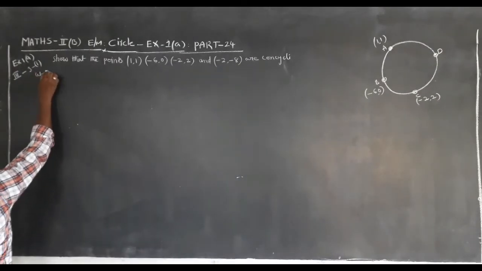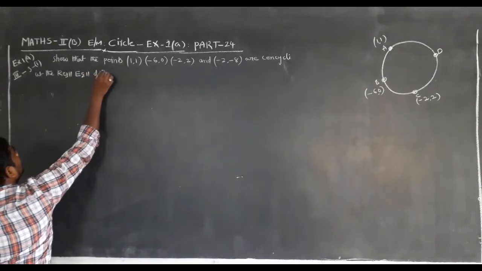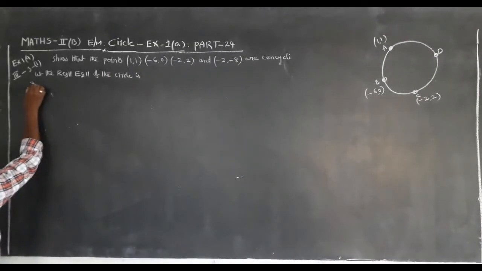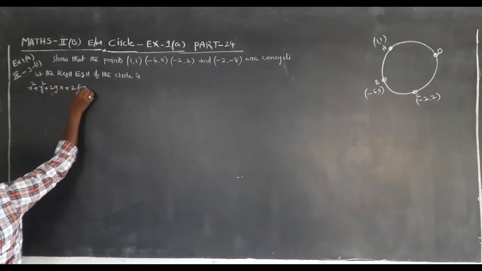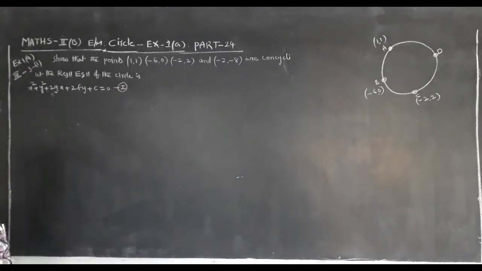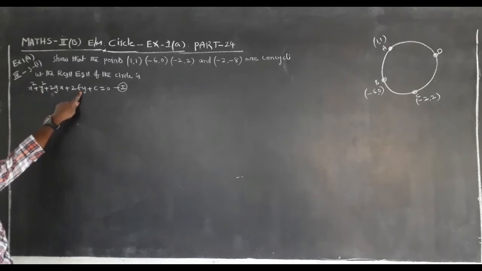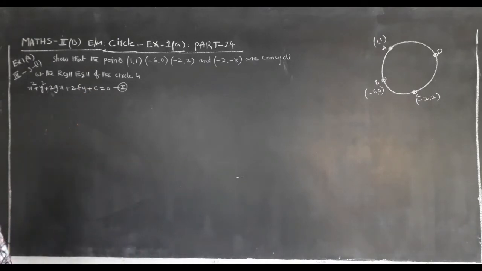Let the required equation of the circle be x square plus y square plus 2gx plus 2fy plus c is equal to 0. Let A(1, 1) be a point lying on the circle.